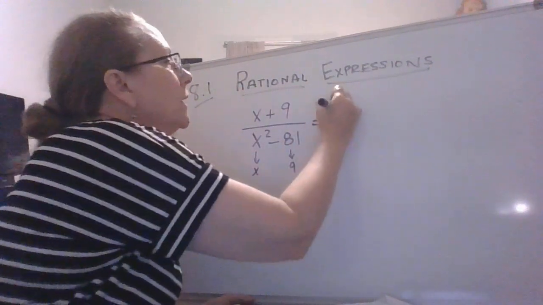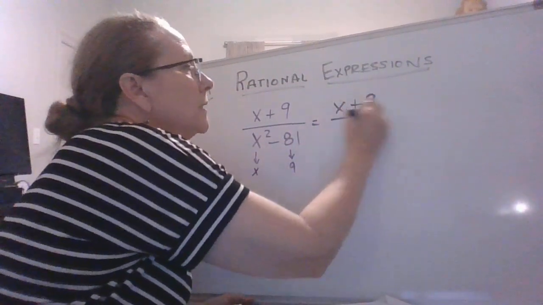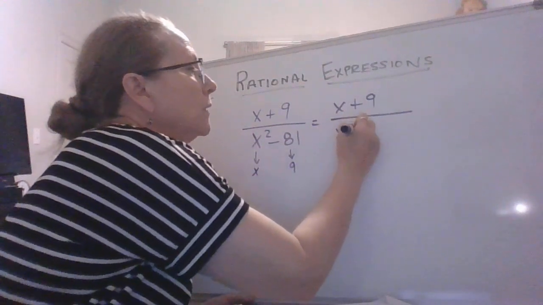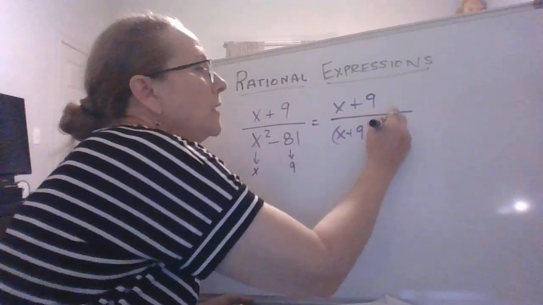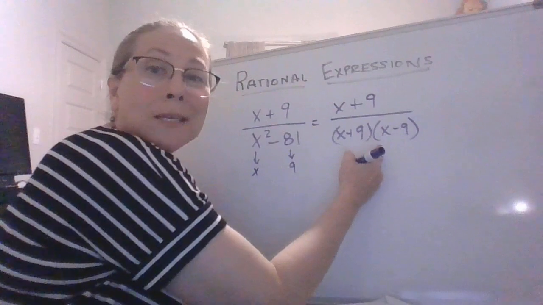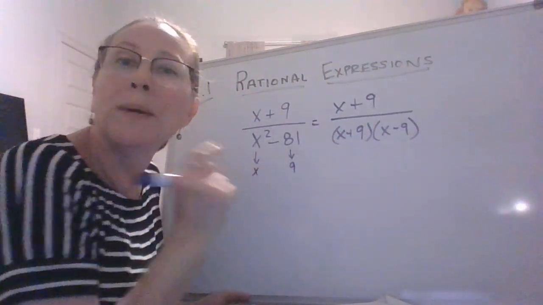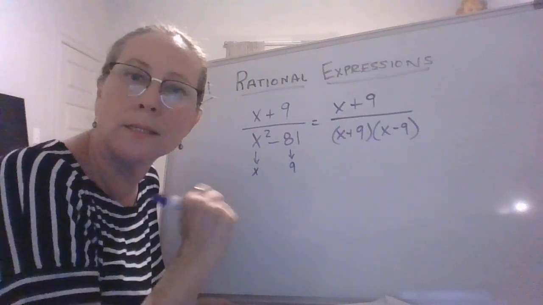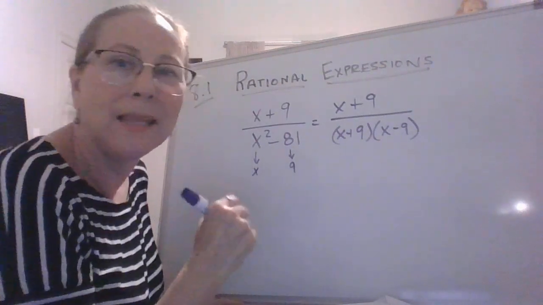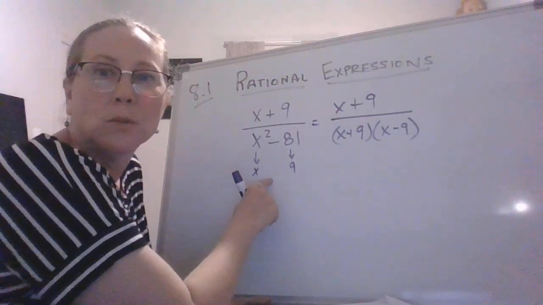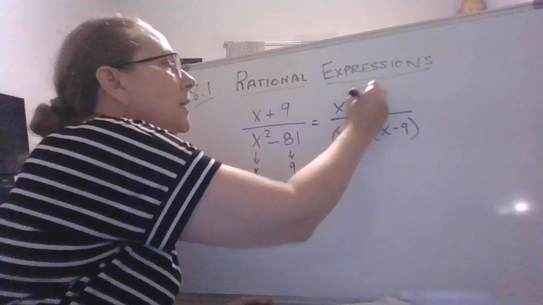So the numerator is x plus 9. The denominator is x plus 9, x minus 9. These are conjugates. Same binomial, but different sign. One is a sum, one is a difference. That's what happens when you have a difference of two squares. We can cancel these out.